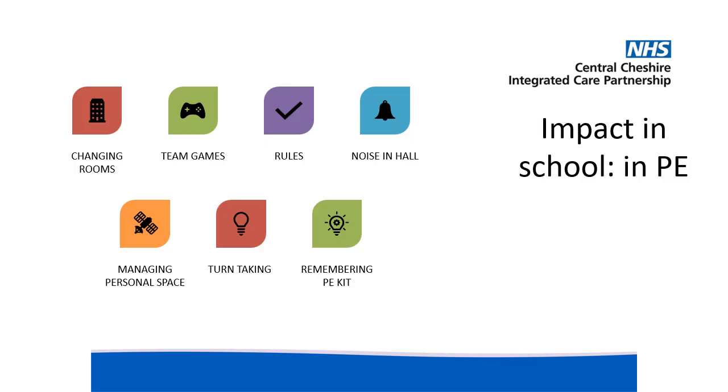Let's consider PE. Children with neurodivergent communication styles can struggle with changing rooms and the concept of changing clothes and being in a different environment. They can struggle with the noise in a hall or an echoey environment and following the rules and participating in team games. They may find it difficult to manage their personal space, to take turns, and of course with remembering their PE kit in the first place.